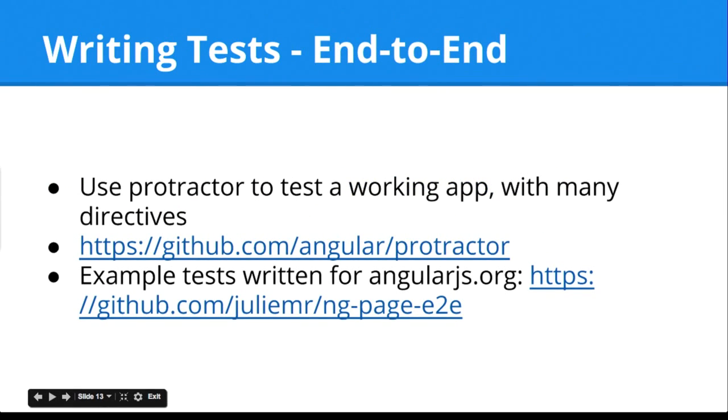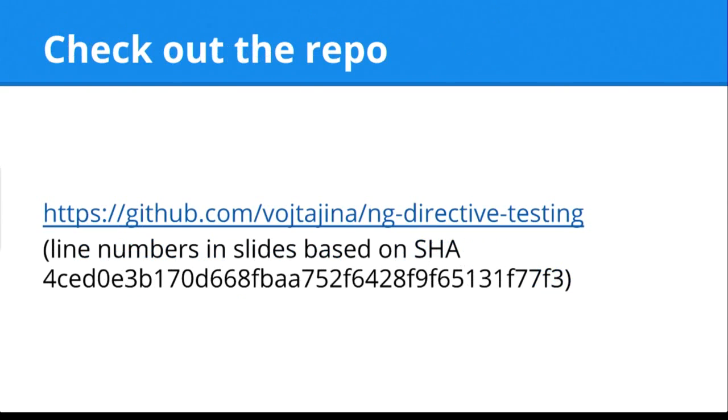And so that covers the sort of unit style testing of directives, but once you have multiple directives working together, you'll want to use something like Protractor, which is an Angular project by Julie Ralph that makes it easy to test a full application using a Selenium WebDriver. The project link is here, but also she's put together a sample project with some sample tests based on end-to-end tests on angularjs.org sites. And here's the repo that Vojta put together. The line numbers I mentioned in the slides are based on this SHA. You can write that down. And then that's it. That's how you test directives.